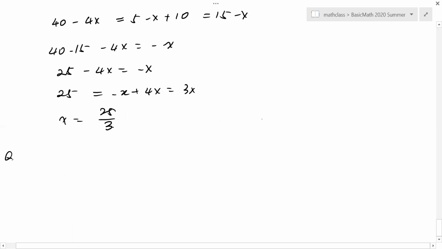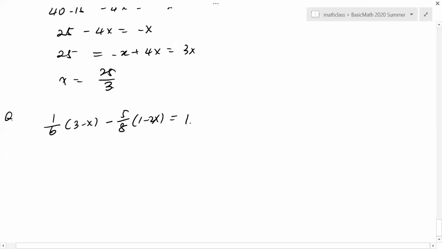So let's try a different problem. I hope everybody writes the right answer. Okay, so this is going to be 1 over 6 times 3 minus x minus 5 over 8 times 1 minus 2x equals what? Okay, let's try this. No more mistakes.